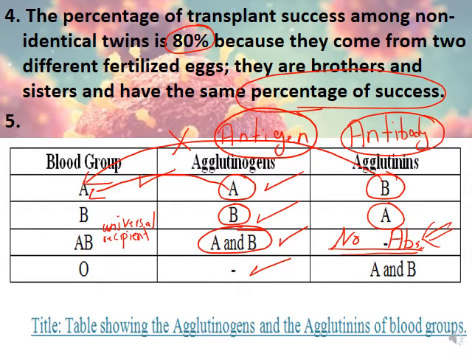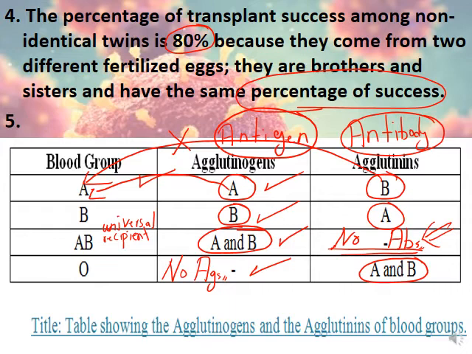Moving to blood group O. Blood group O has no antigens. Why? It has antibody A and antibody B. So for antigens, you always have to look to the donor. So the donor has no antigens. So here, blood group A and blood group B. We said that in blood transfusion, we have to look to the antigens in the donor and to the antibodies in the recipient. So no antigens.